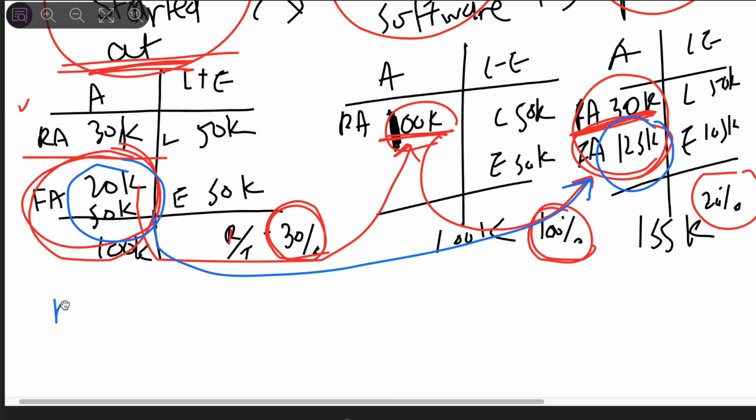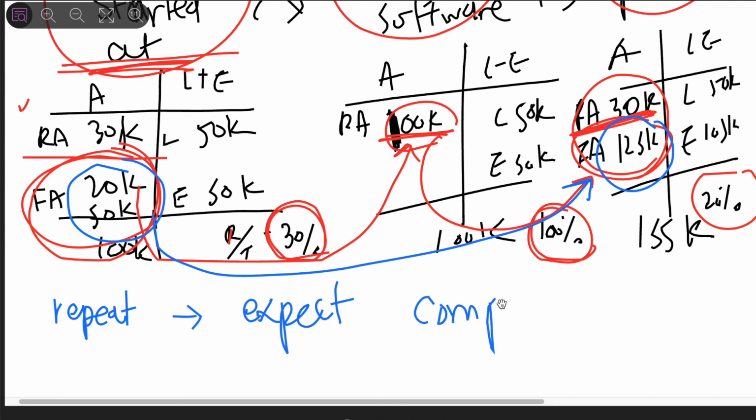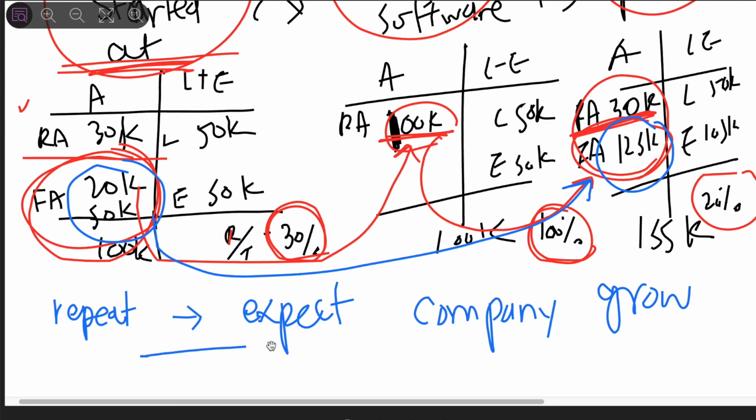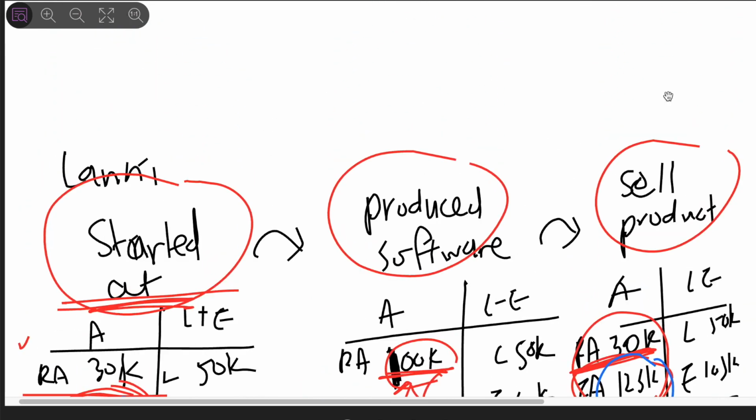So if they repeat this 1 2 3, 1 2 3, 1 2 3, right, then we can expect the company to grow, right? So we're expecting the company to grow, and that's when we purchase the stock of Lenny.